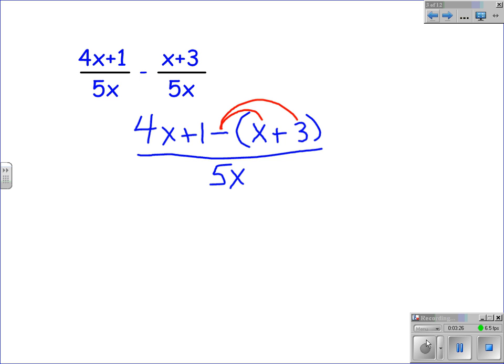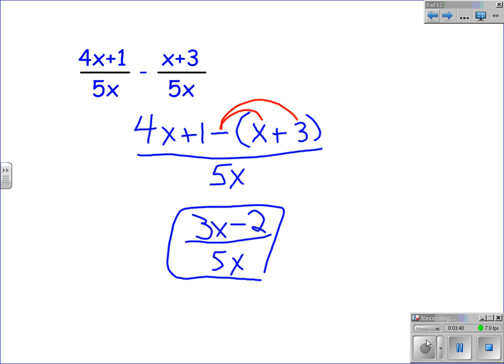So what are we going to end up with simplified in the numerator, please? Eddie? 3x minus 2. 3x minus 2 all over the 5x. Any factoring that can happen yet? No? Then we're done with that one. When you have common denominators, life goes pretty easily, it looks like. Any questions so far?